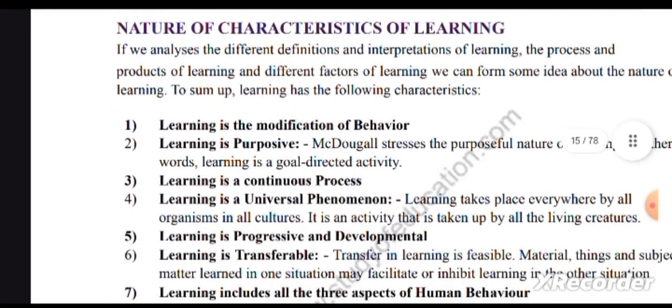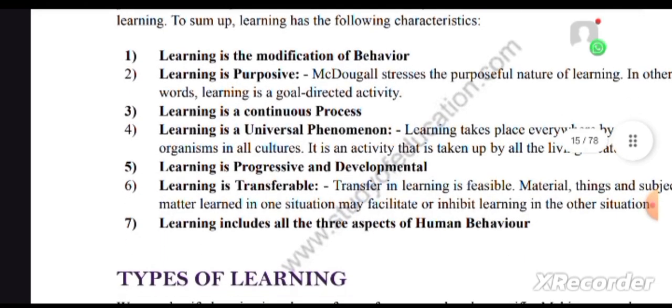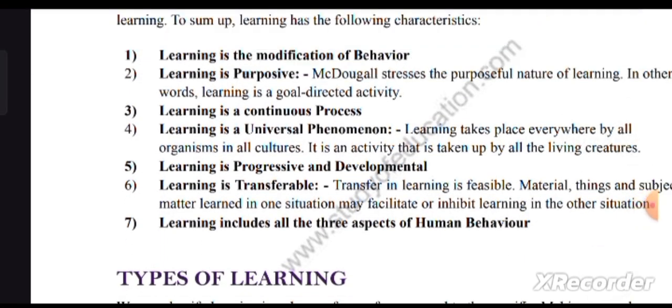Now, some of the characteristics of learning are as follows. Learning is a modification of behavior. Learning is purposive. Learning is a continuous process. So many situations will arise, so many mistakes will be made, so we learn so many things. So it is a continuous process, not a discontinuous process. Learning is a universal phenomenon, and learning is progressive and developmental. Learning is transferable from one person to another. And learning includes all three aspects of human behavior.